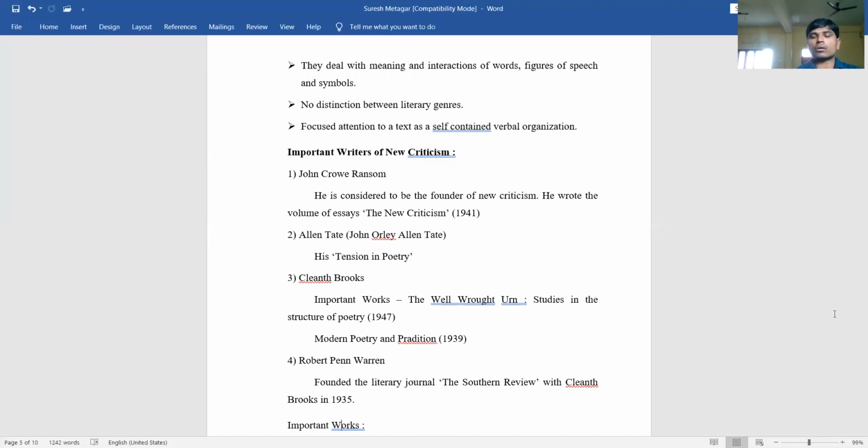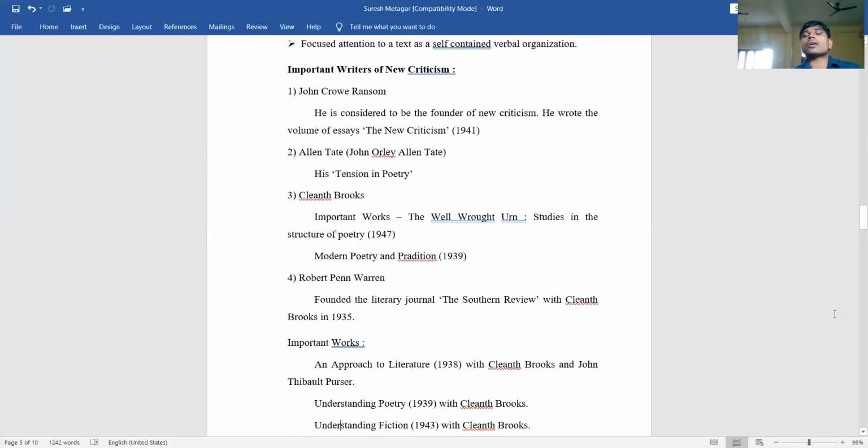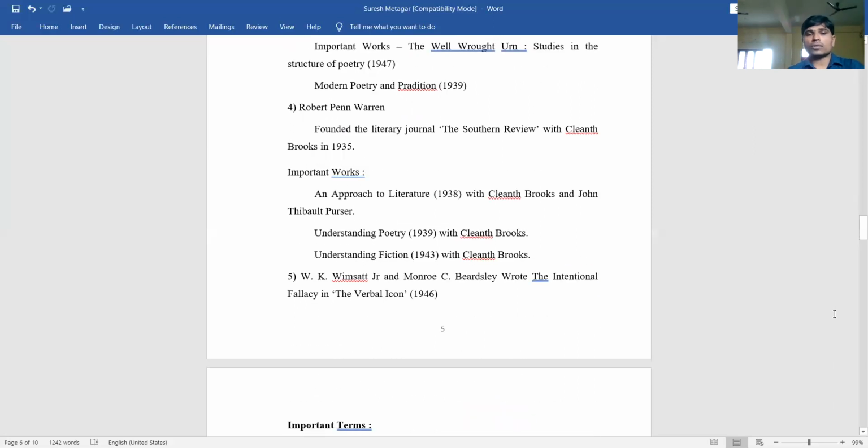Then we have one more writer called Robert Penn Warren. He founded the literary journal called Southern Review with Cleanth Brooks. In that review, they discussed new criticism and the way of analyzing a text. Then important works of Robert Penn Warren are An Approach to Literature, which he wrote along with Brooks and John Thibaut Purser, and another work he has written with Cleanth Brooks is Understanding Poetry. Understanding Fiction he has also written with Cleanth Brooks.